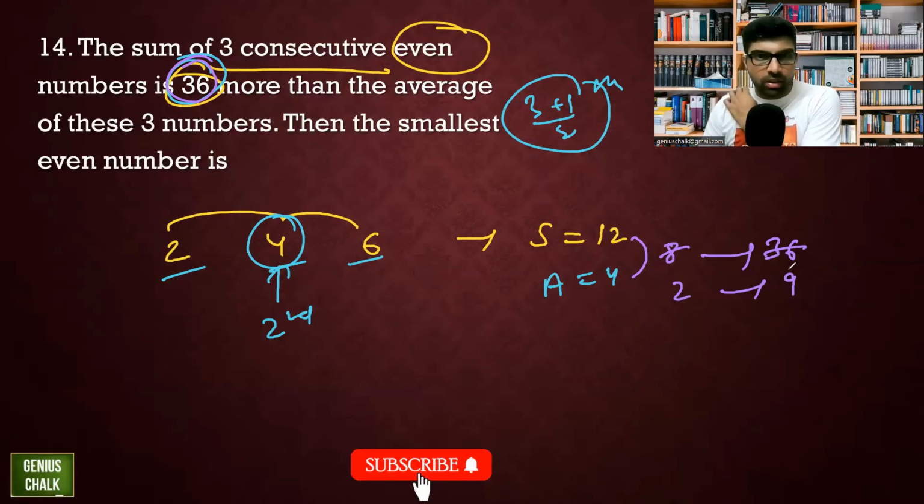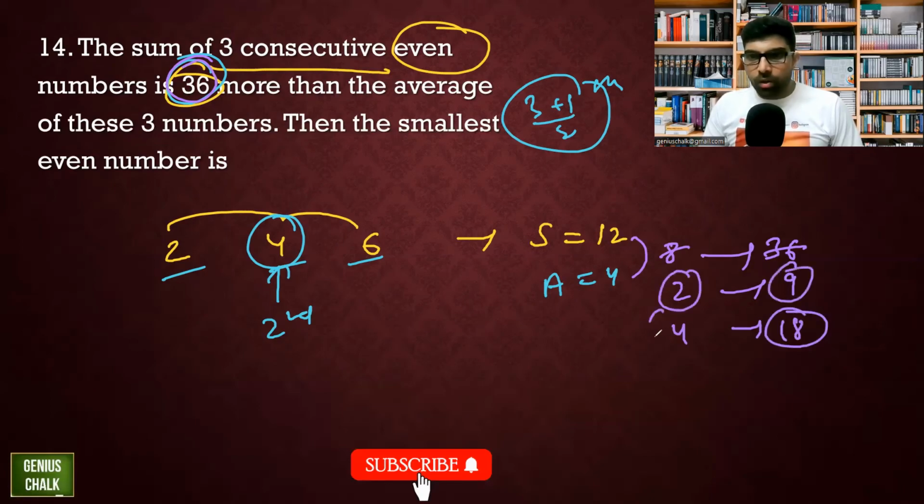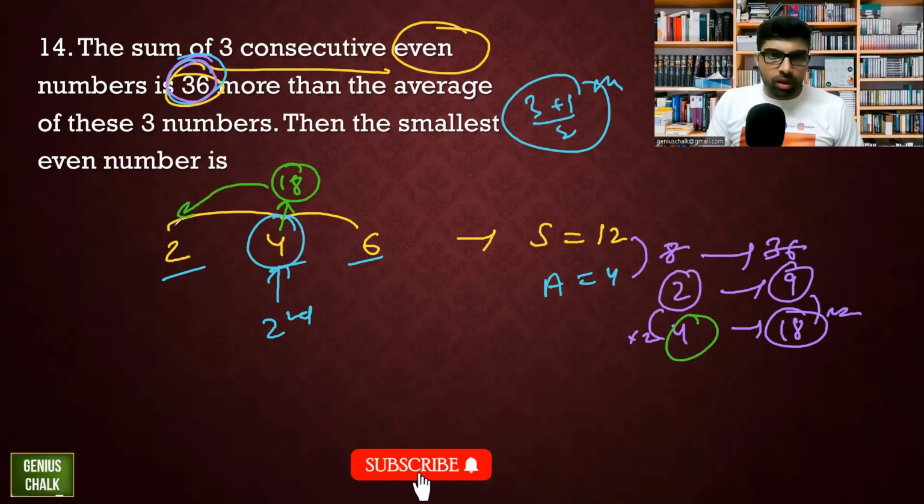The smallest number you need to find. See, 8 value is 36. So 4 2s are 8, 4 9s are 36. That means 2 value is 9, so 4 value, just double both sides, must be 18. That means this number has to be 18. This is the average, right? 4 is the average. If this is 18, then before this, what even number should come? That must be 16. So this is my answer.